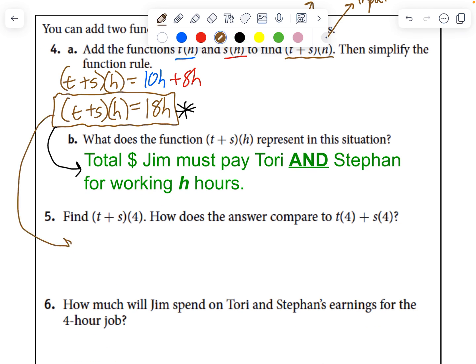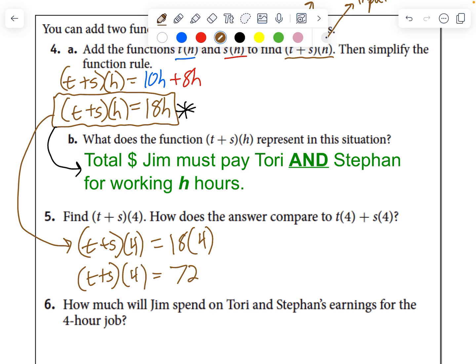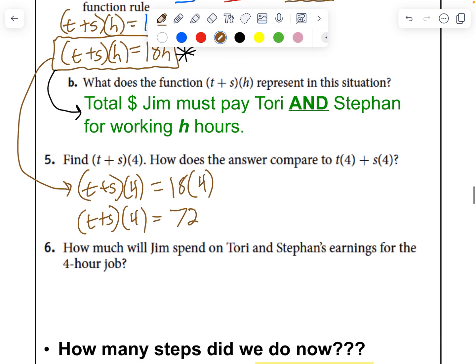If we take this function down here and do t plus s of 4, this says go to the function called t plus s and plug in 4 for the input, right? So we do that, we get 18 times 4, which gives us a value of 72. 18 times 4 is 72. So again, that number should look familiar because that was the same amount of money we found on the last slide, okay?